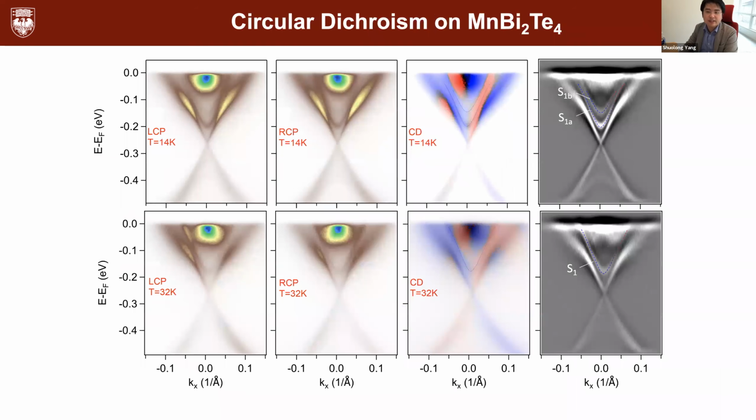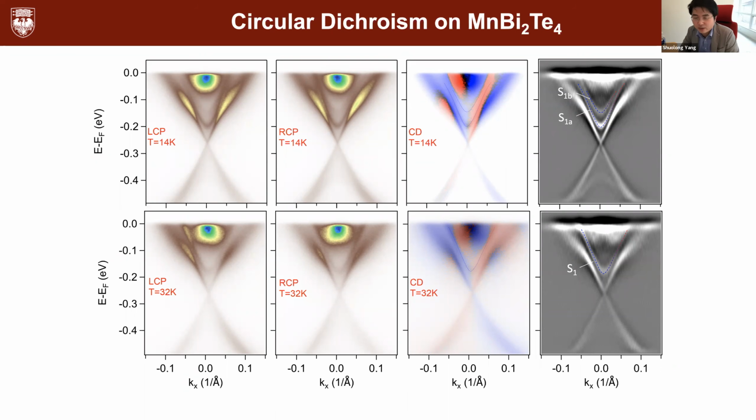We'll skip this slide. I'll just quickly mention that we also performed something called circular dichroism on manganese bismuth telluride. What is circular dichroism? Basically, you use the polarization control of your laser beamline and do the ARPES study with both left circular polarized light and right circular polarized light. And then you do the contrast. You basically use the difference divided by the sum. And this has been demonstrated by other studies to be a proxy for spin texture.